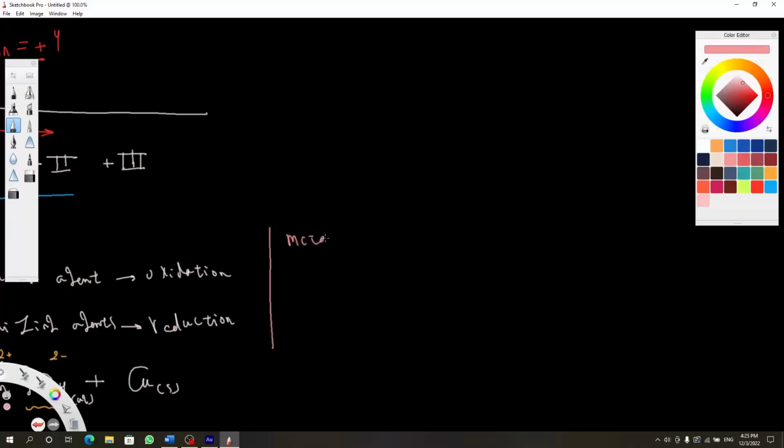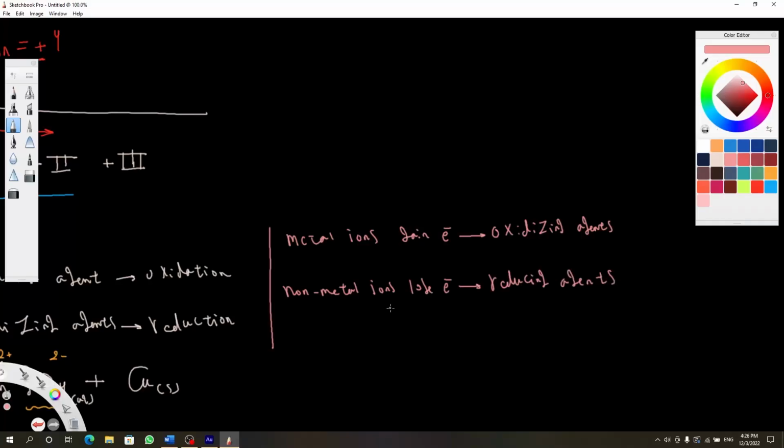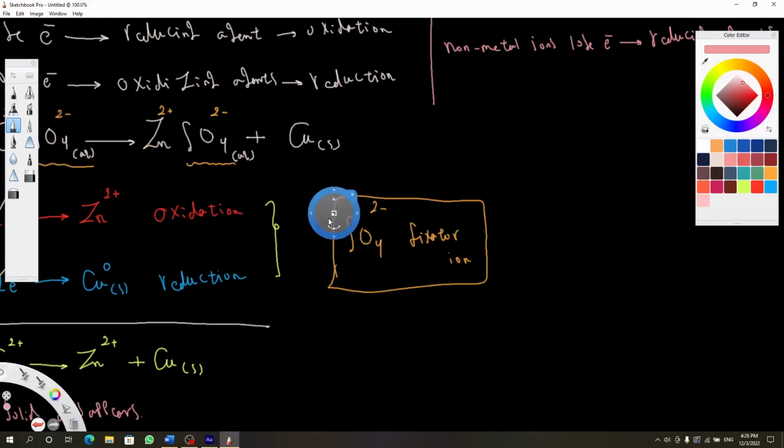Metal ions gain electrons, making them oxidizing agents, while nonmetal ions, we're talking about the ions here, lose electrons, making them reducing agents. You can apply that to the reaction we've just had right here.